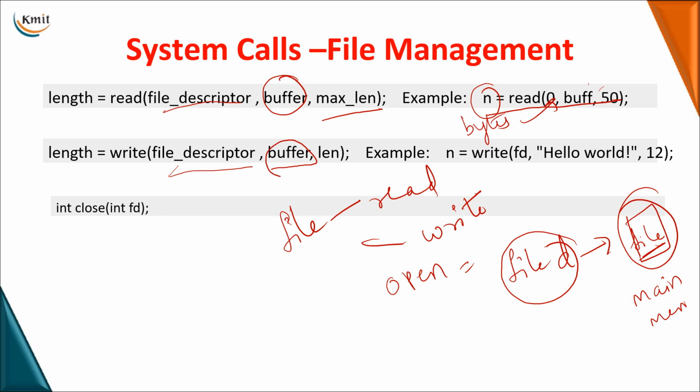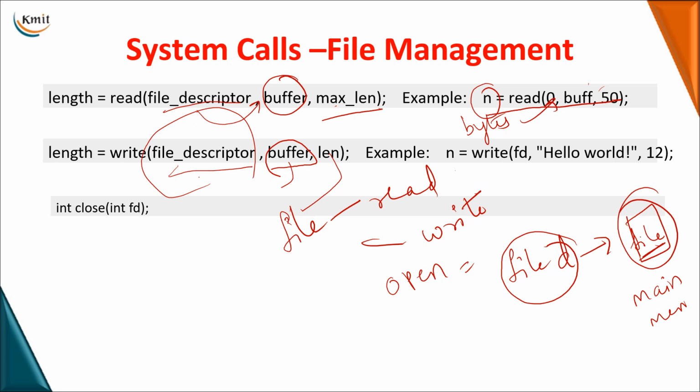So from where you will be writing, you write it into the file. Here you are reading from the file and storing it in your buffer, and this is the length of the buffer. When you are going for writing, whatever you have in your buffer, the specified length of the buffer will be written onto your file.